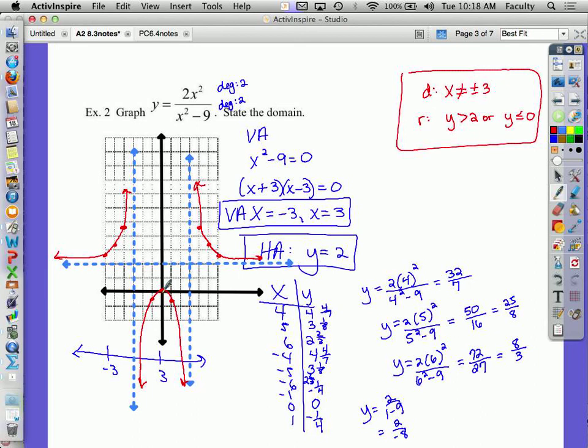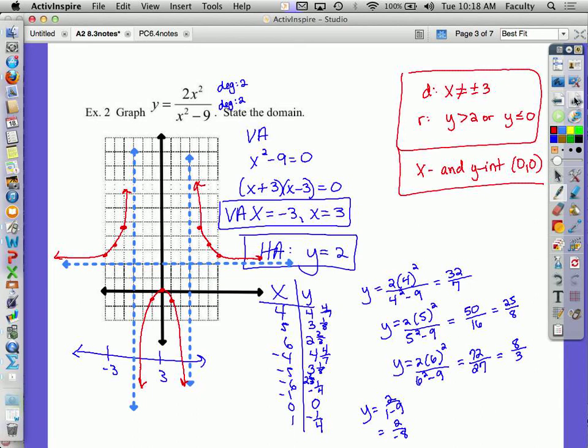Alright, so I have vertical asymptote, horizontal asymptote, a table, domain and range. Let's do intercepts. What's nice is the x and y intercept are both 0, 0. Alright, questions on this one? Just make sure you watch the video too.